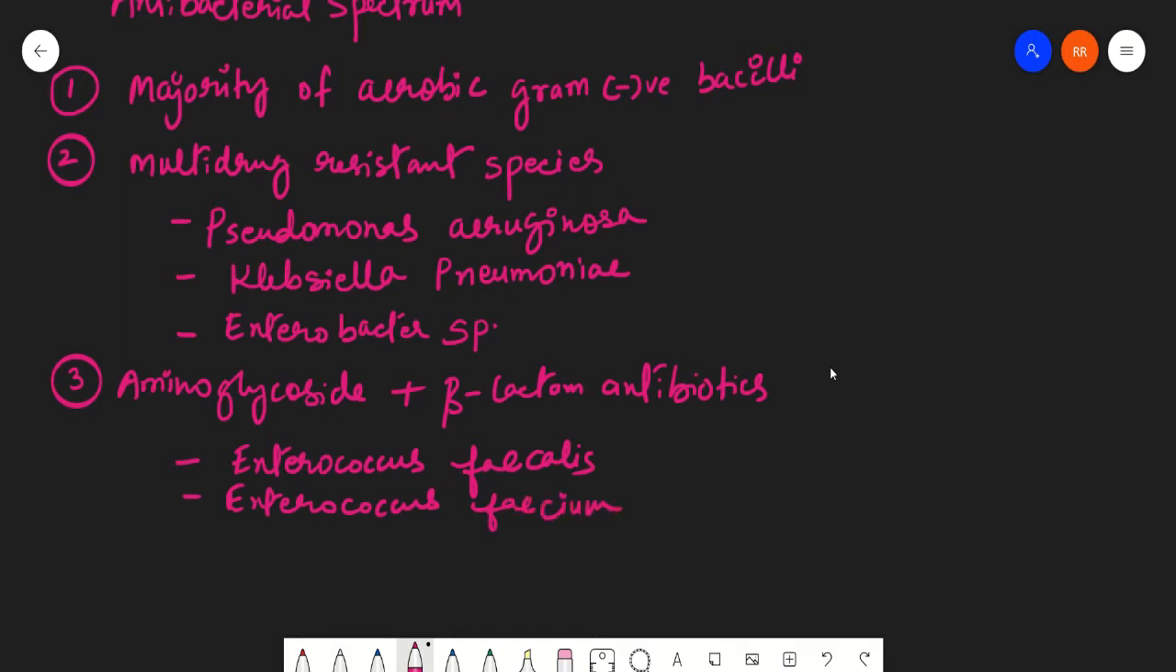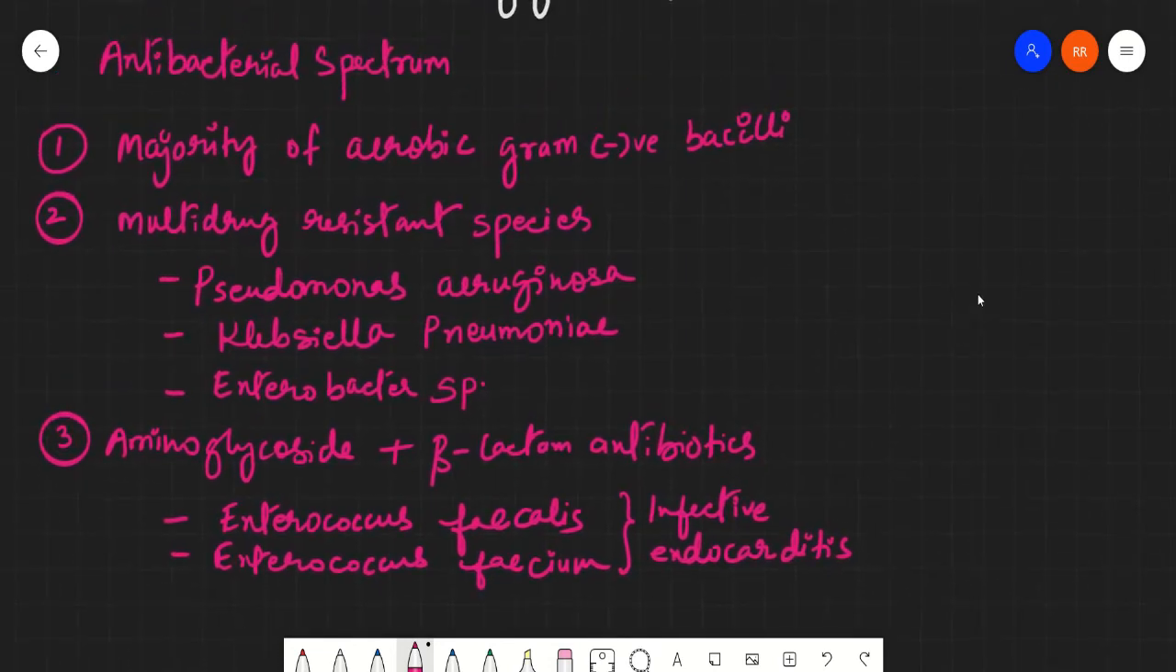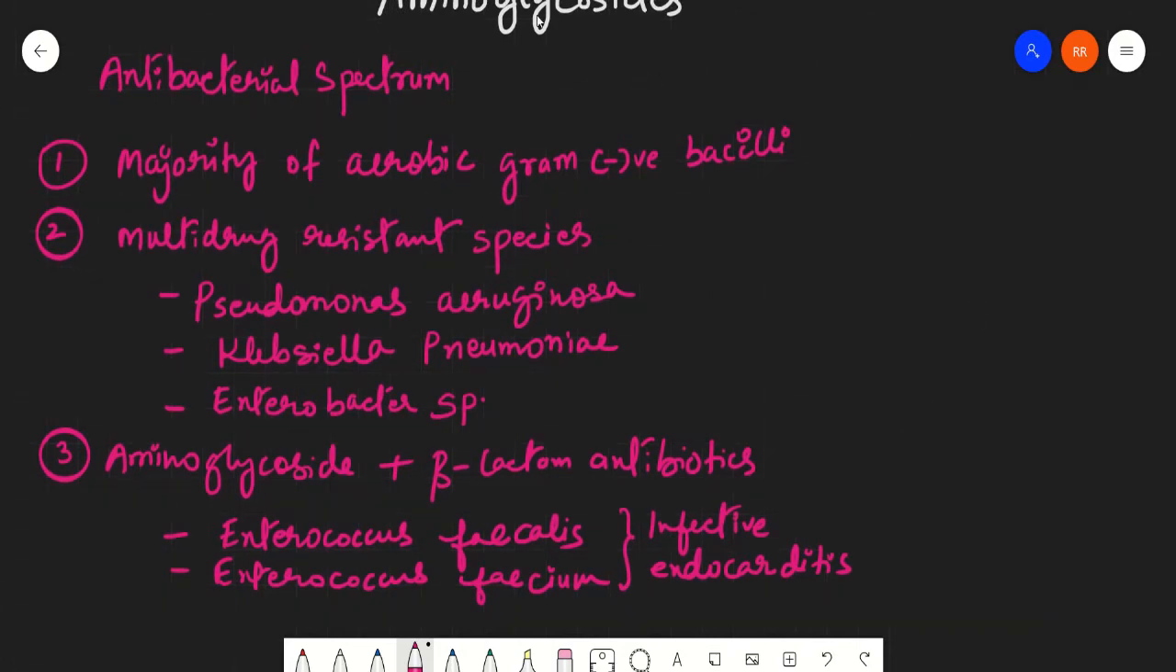So always remember, generally these aminoglycosides are not given for gram-positive bacteria. They are only given for aerobic gram-negative bacilli, but in combination with beta-lactam, they can be given for gram-positive strains also. These are generally the causative organisms of infective endocarditis. Okay, so this is the antibacterial spectrum of aminoglycosides.